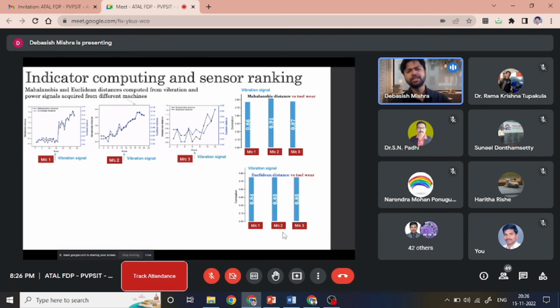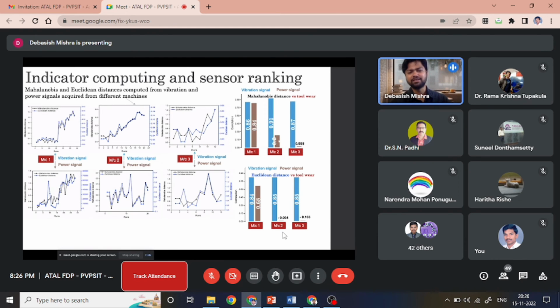This slide shows the computation of the indicator and the ranking of the sensor. As you can see, irrespective of the machine size, the parameters, or the type of material they were used to machine, the distance increases as the cutting tool goes from the inception of its life to the end of its life. There is always an increase in the distance, because of the degradation in the cutting tool, the signals vary, and these features distinctly differ from each other because of the changes in the cutting tool condition.